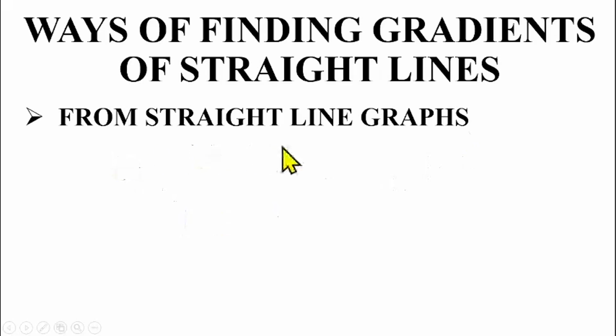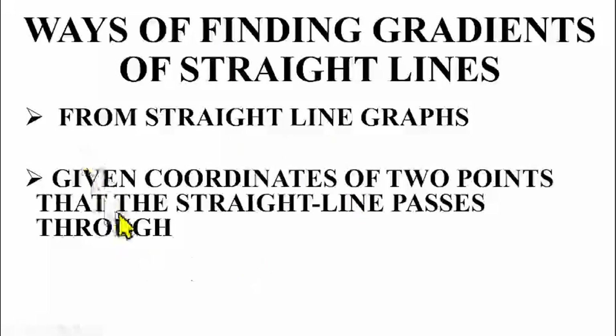So when you draw the graph of a straight line, we can equally find the gradient from the graph, and we know that it is a linear equation that will give us a straight line graph. So when we draw the graph of a linear equation and it gives us a straight line, from the graph we can equally find the gradient. And also, without drawing the graph out, we can still find the gradient of the straight line. When we are given the 2 coordinates that the straight line passes through, we can use those 2 coordinates to find the gradient of the straight line also.